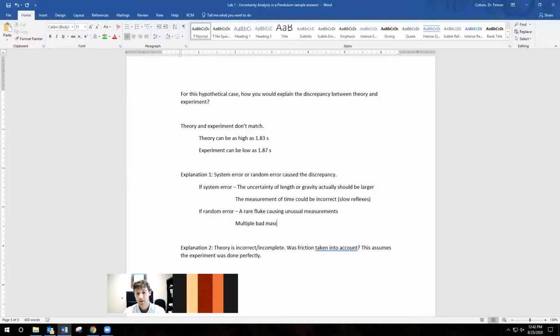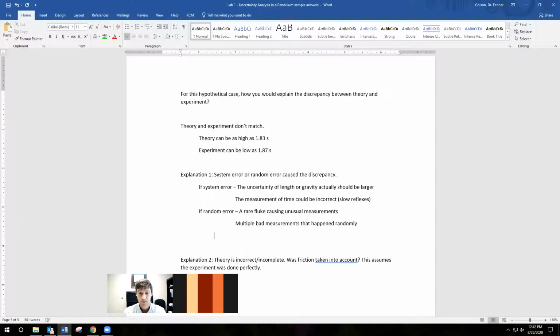So multiple bad measurements that happened randomly, essentially. And if it's random error, we did use the standard deviation to calculate an uncertainty. And so if you do have random error, the standard deviation does provide you with certain levels of confidence of how confident you can be that it was random error or system error.